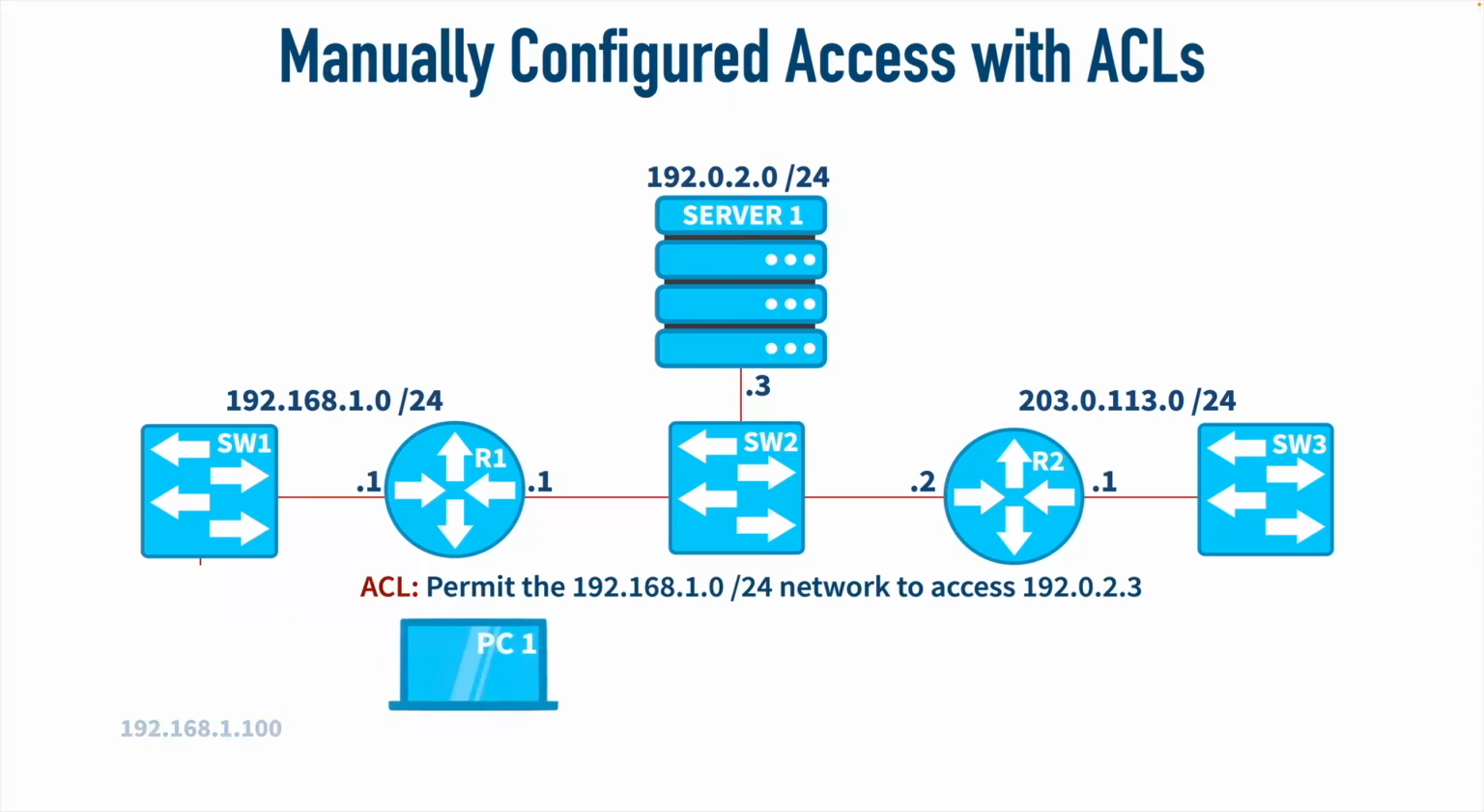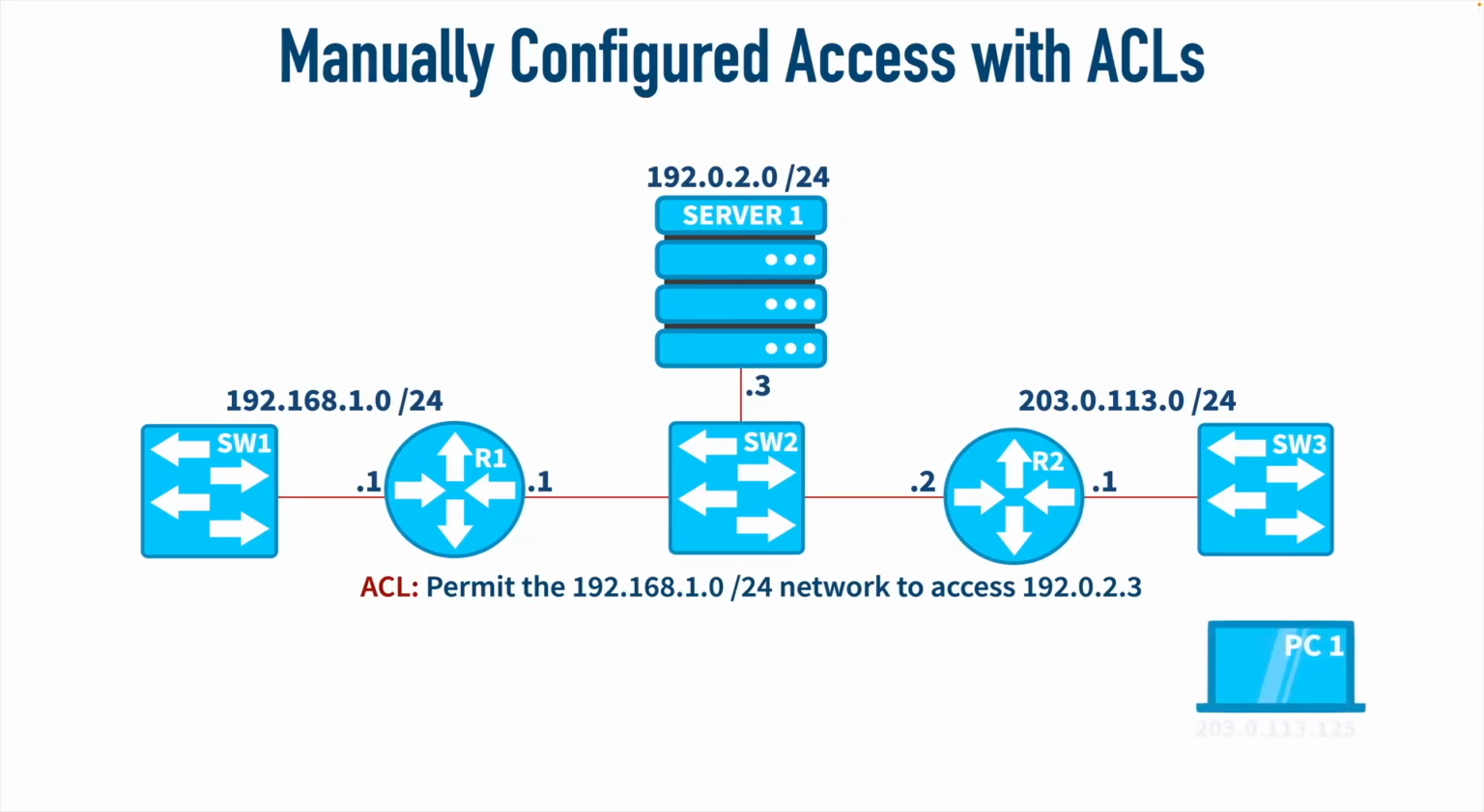But what happens if that professor goes over to the library and they try to get to that server? Well, in this example, the professor's PC, PC1, has changed subnets. It has changed IP addresses. It now has an IP address of 203.0.113.125. So when it tries to reach that server, it's going to be denied. And that's not what we want.